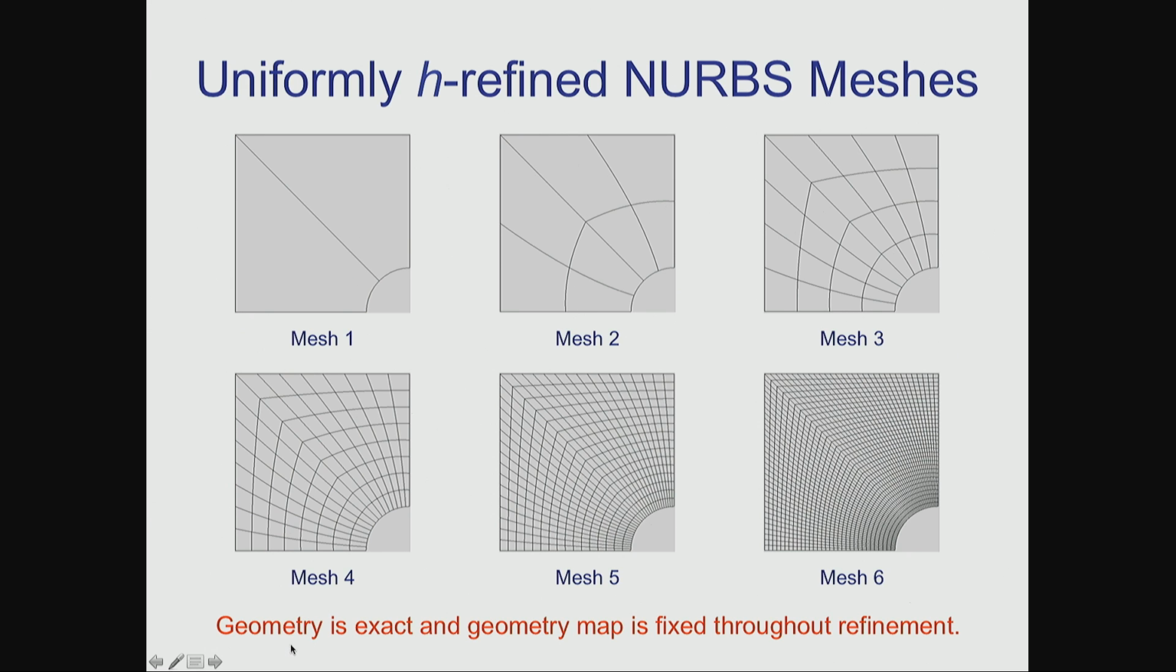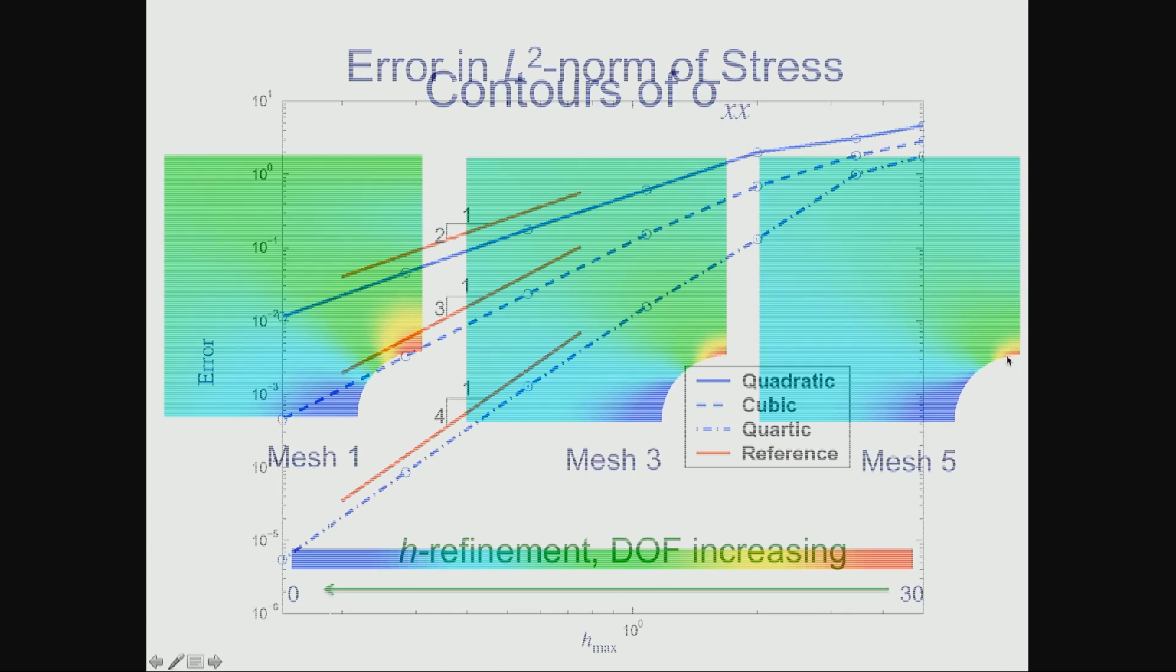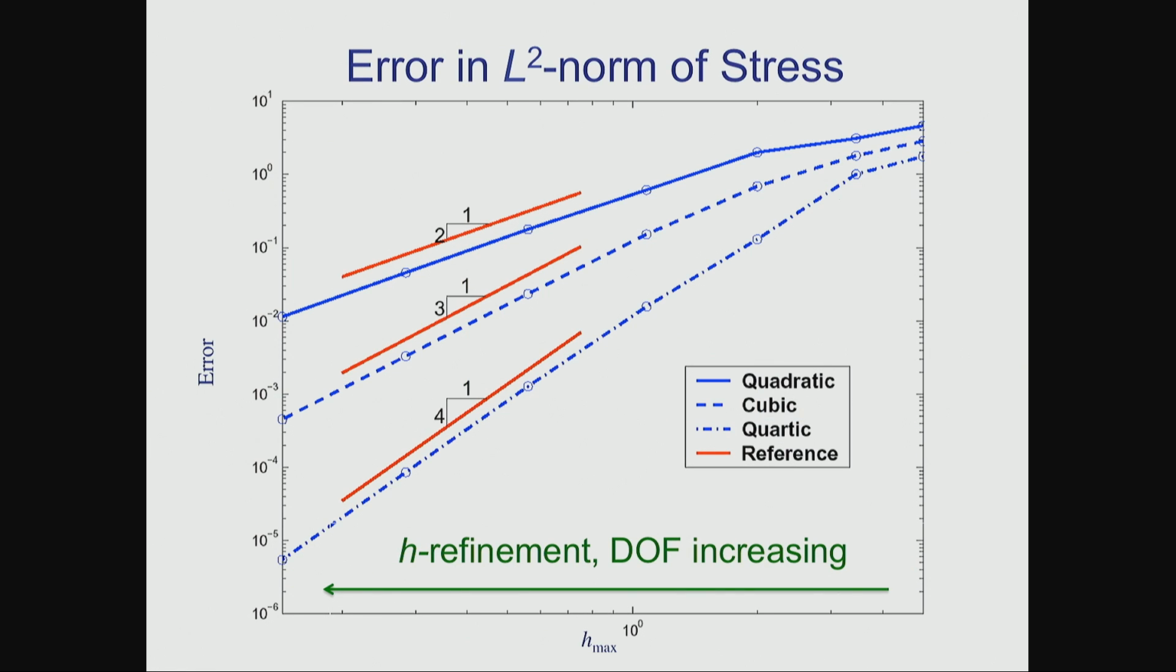The geometry map, again, is fixed once and for all throughout that. It never changes. This is just that two-element mesh all the way up to mesh 5, and you can see the classical stress concentration of a factor of 3 is attained right at this point here. You're pulling in this direction. Now, what does it mean as far as convergence?